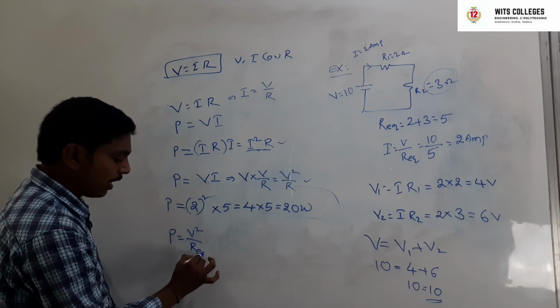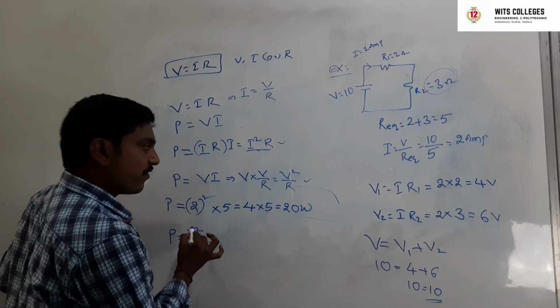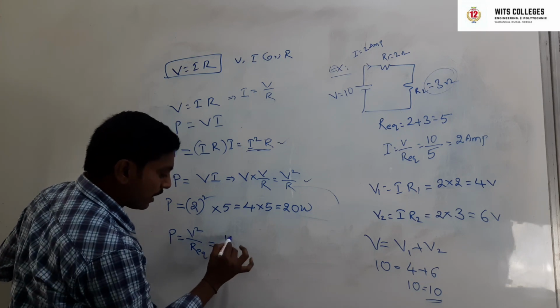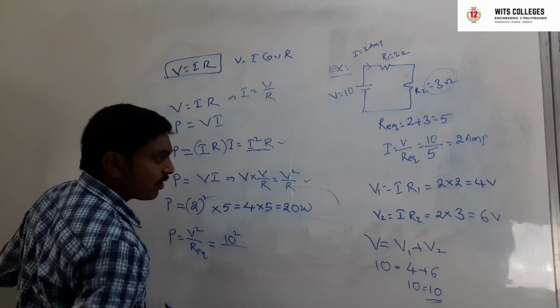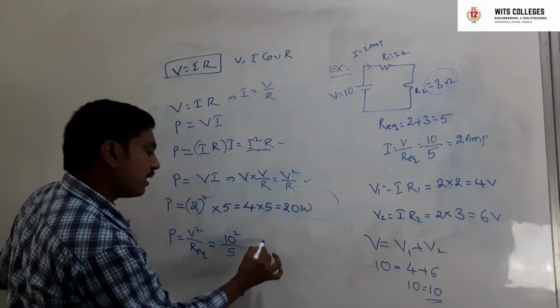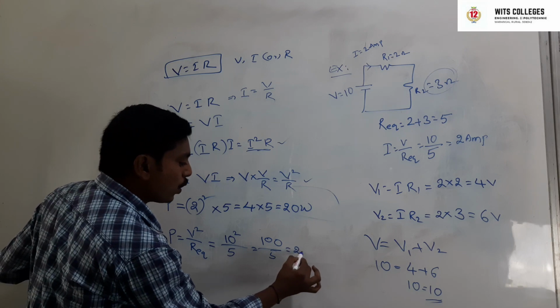Or similarly, in terms of voltage, P is equal to V square by R. R is nothing but R equivalent. Okay? Here V is nothing but the total voltage, total voltage is 10. Here 10 square by R equivalent. R equivalent is R1 plus R2, which is 5. Here 100 by 5, that is equal to 20 watts.